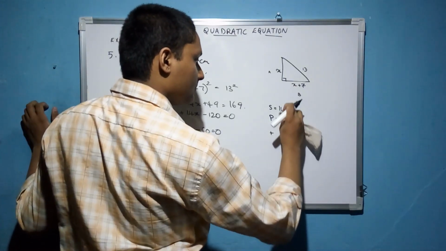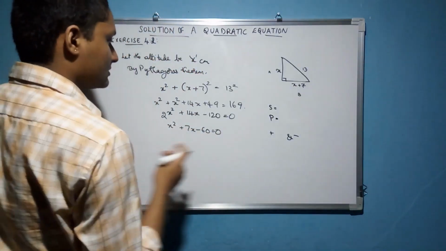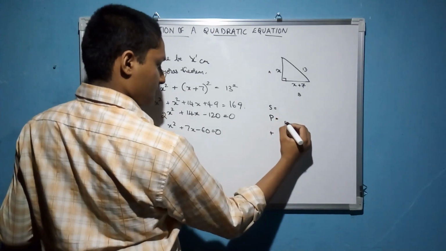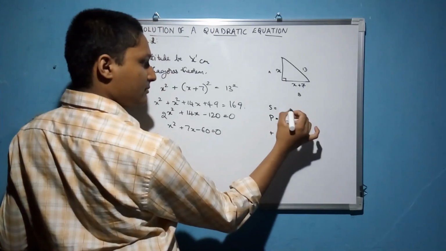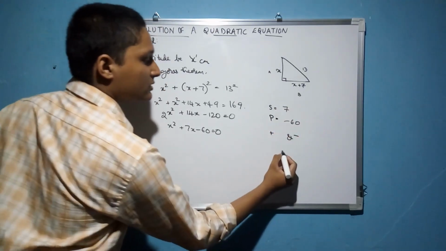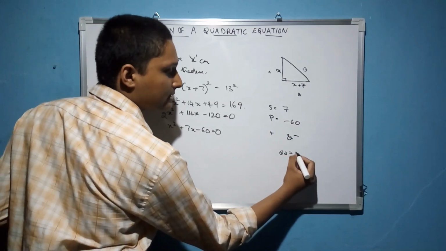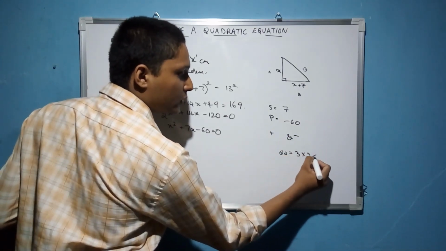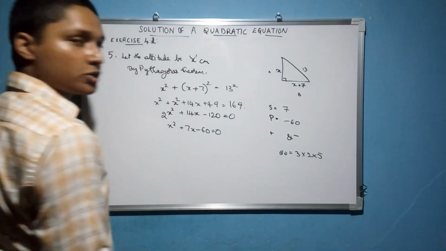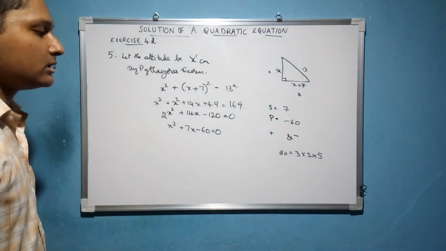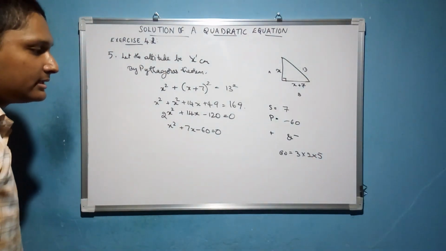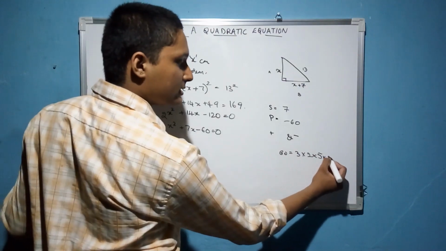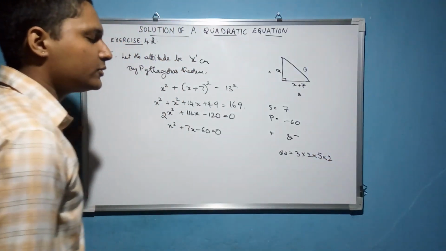So both of them become half of those things. So the product is minus 60, sum is 7. So 60, if you prime factorize, I can write it as 3 into 2 into 5, oh, one more 2 is there. 5 into 2, 3 into 2.